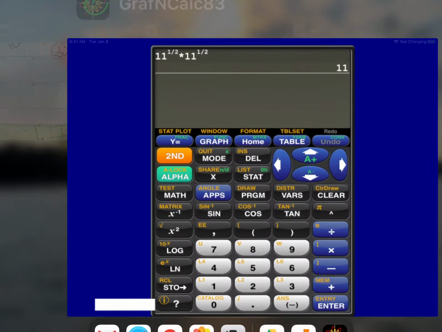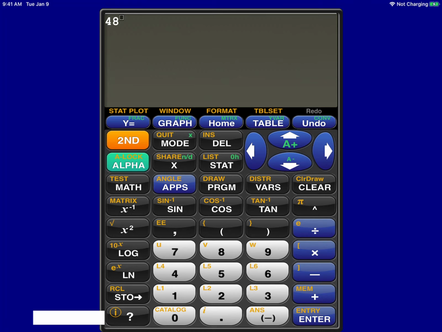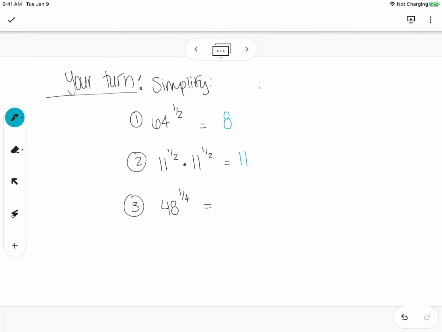Now if I put 48 to the 1/4 in, I get a crazy decimal. So that means it's not perfect, so I'm going to have to use my tree. This is the same thing as the 4th root of 48. So I can say 4 times 12, 2 times 2, 2 times 6, 2 times 3. I'm looking for 4 numbers that are the same. So I got 4 2s, and that leaves me with a leftover 3. So that would be 2 on the outside, because there's a group of 2s, 4th root of 3. So that is what 48 to the 1/4 power looks like.